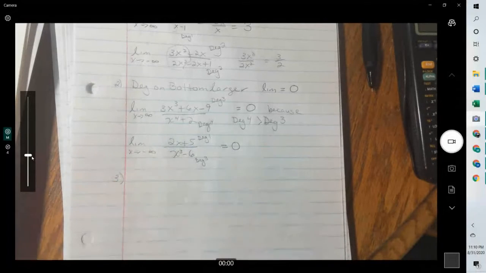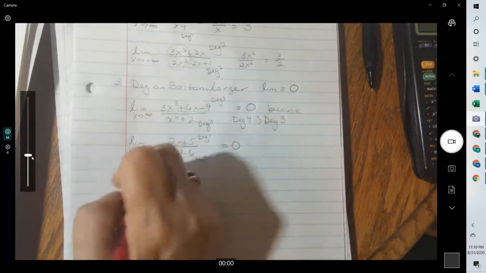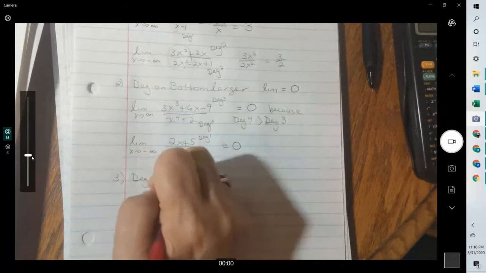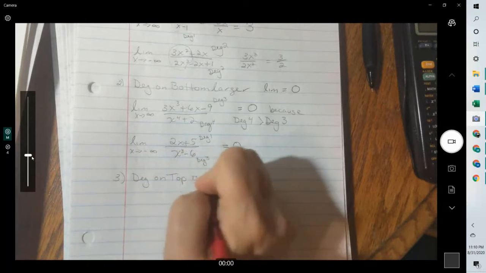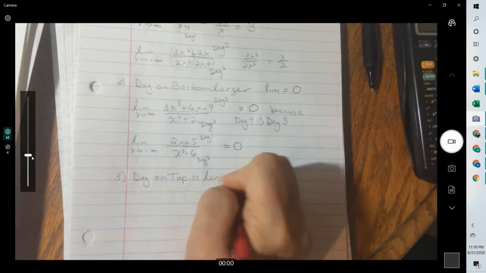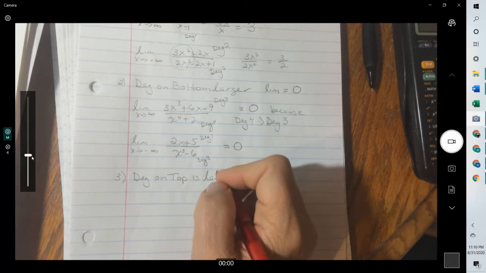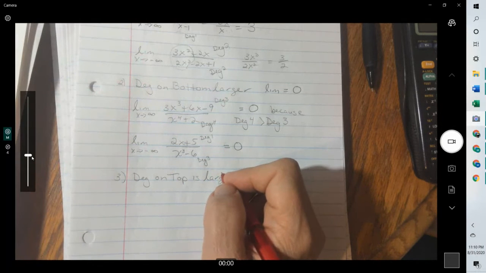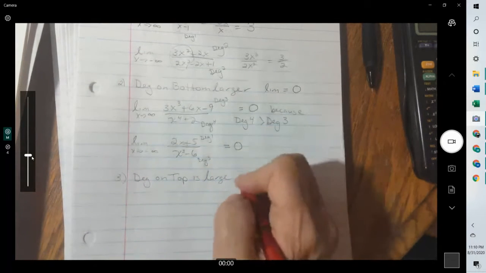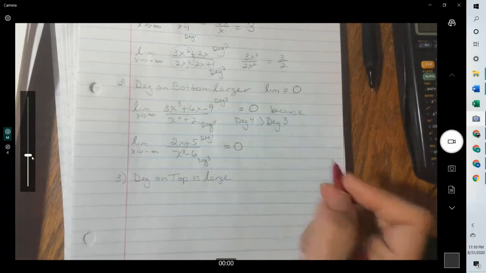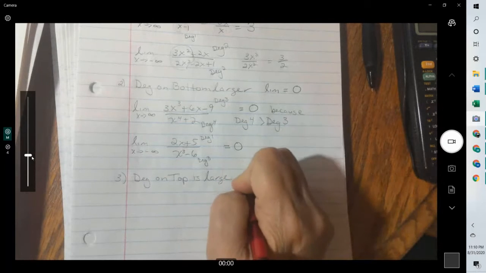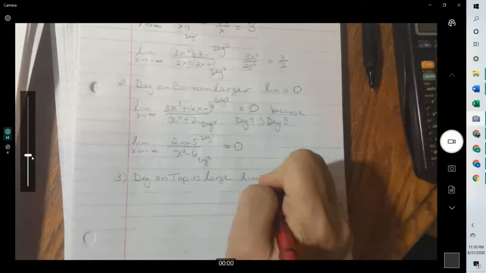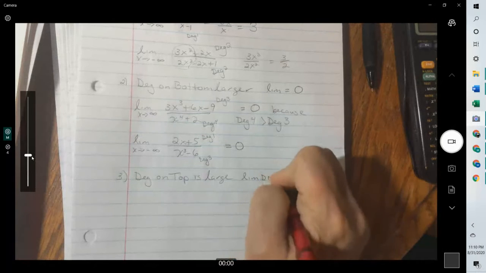I guess you can figure out what the next one is. It's when the degree on the top is larger. Well, when the degree on the top is larger, that means it's going to get very large very fast. So it's going to get huge. The limit does not exist.